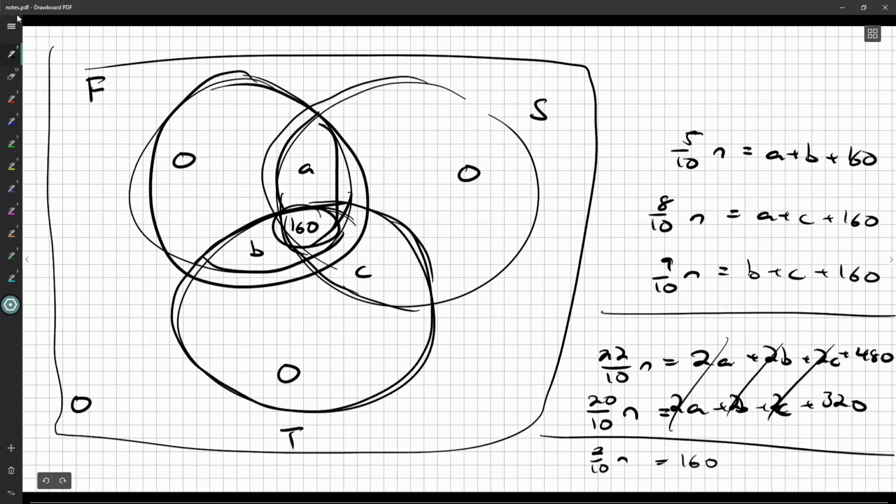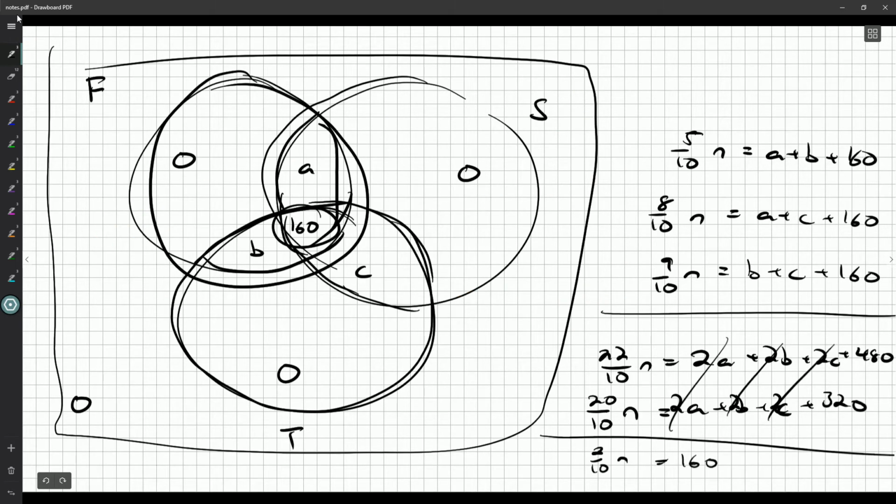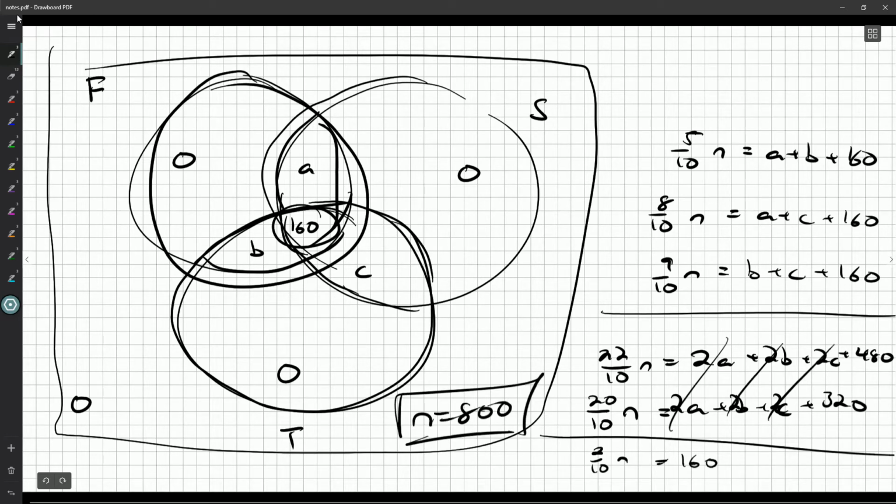I seem to recall us working that out earlier. We had that when we did it with the counting tree. But maybe you're a bit more comfortable with Venn diagrams, and that's okay too. But we still get N is 800 there. 800 people in Pascal High School, and that's an answer of D.